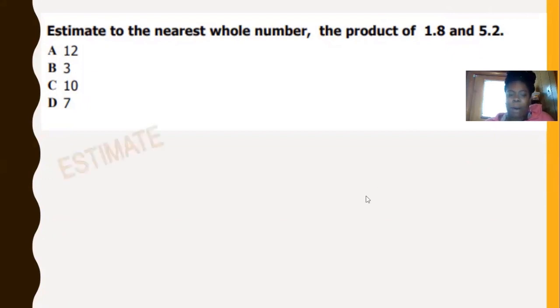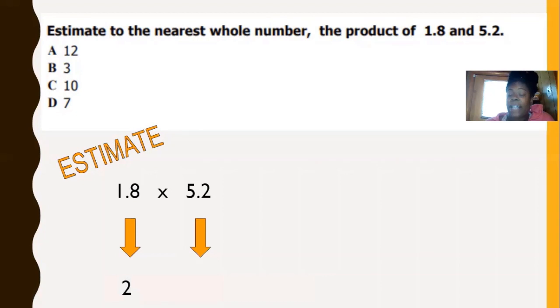So looking at this problem, I'm going to first write it out. 1 8/10 times 5 2/10. And I'm going to estimate. I know that 1 8/10, because the number to the right of the 1 is higher than 5, is going to round up to the next digit. And so that number is going to round to 2. And 2 times 5 becomes 10. So I know it looks like my estimated product will be 10.